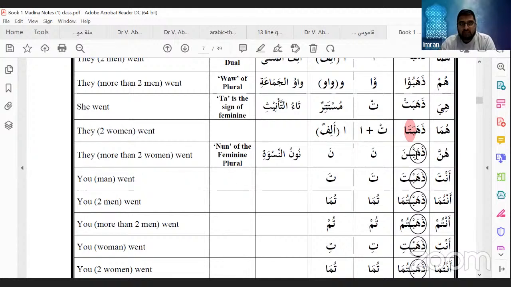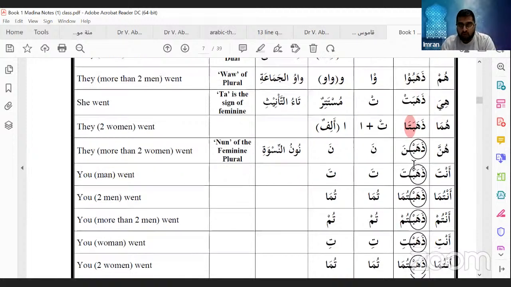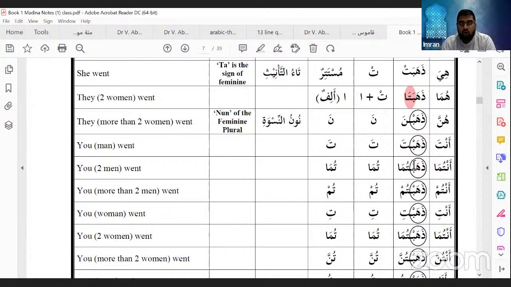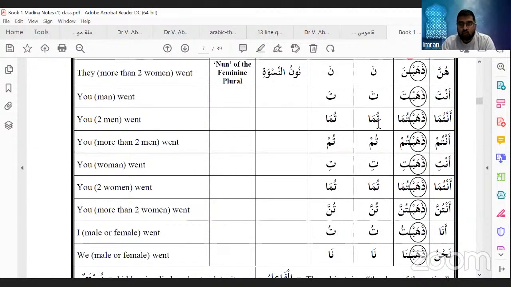Then hunna dhahabna. So remember from the sixth form, the last letter of the three-letter verb becomes with a sukoon, and you add a noon with a fatha at the end. Dhahabna. Noon is the sign of plural feminine. And from the sixth onwards, all of the remaining 8 verbs will have the third letter, or the third radical, with a sukoon.